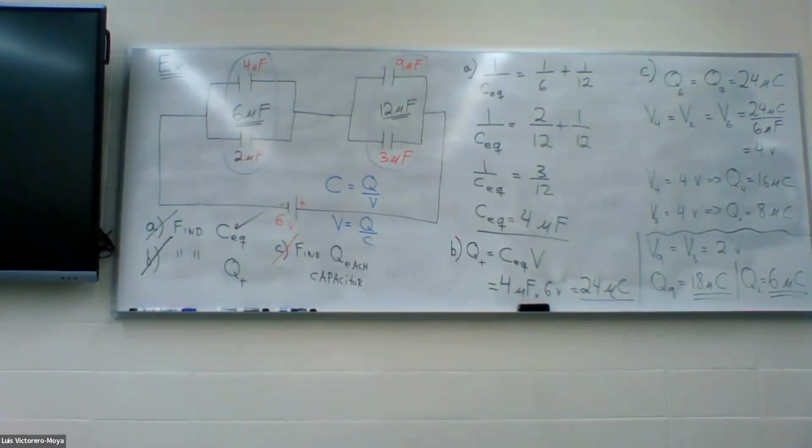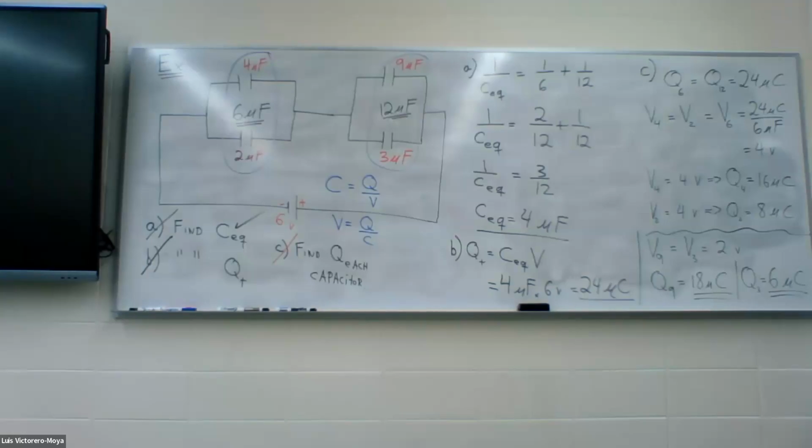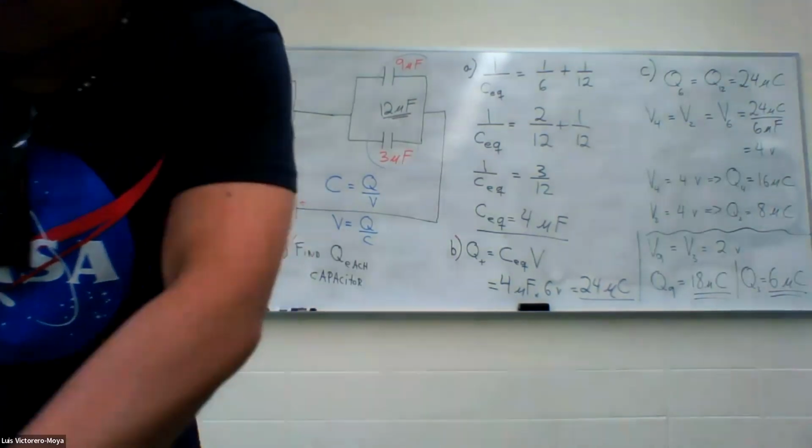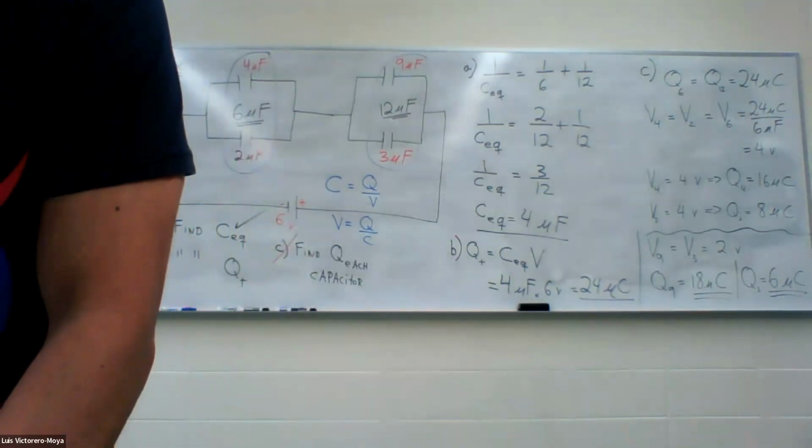Wait, Professor, could you explain how you get 2 volts? By dividing 24 by 12. Oh, okay, got it. All right. By dividing the total charge by the capacitance 12, which is the equivalent between 9 and 3, or the combination of 9 and 3. All right. Are there any questions about this or any other questions?